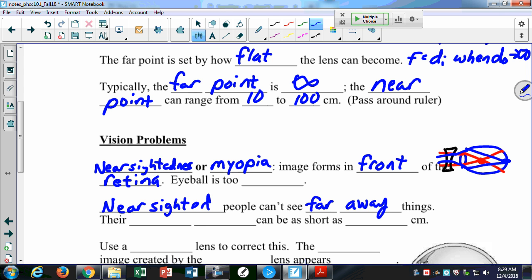Their far point. What is the far point usually for people? No, that's the near point. The far point is usually infinity.